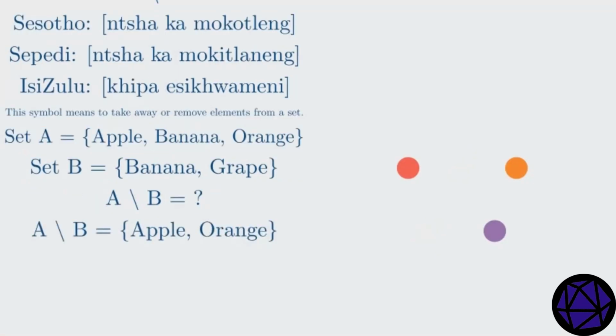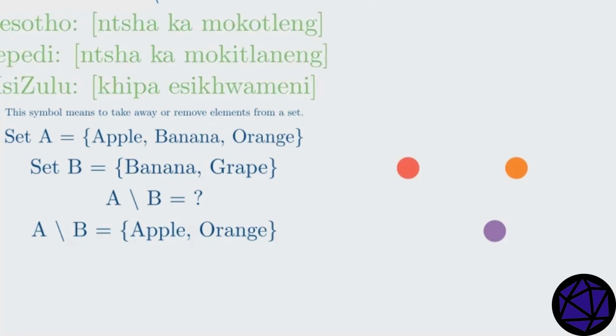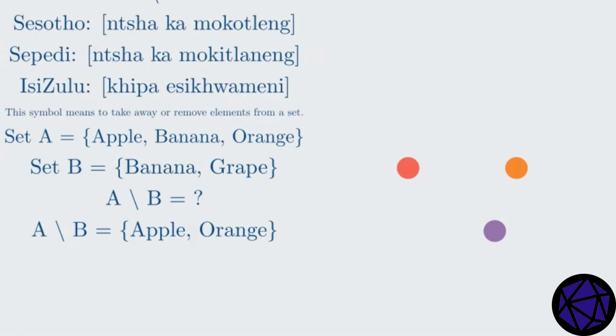What's left in set A? The apple and the orange. So A minus B is the set containing the apple and the orange. So, NTSHA ka mokotlang, NTSHA ka mokitlaneng, or Khipa esikhwameni, means to remove elements from a set.